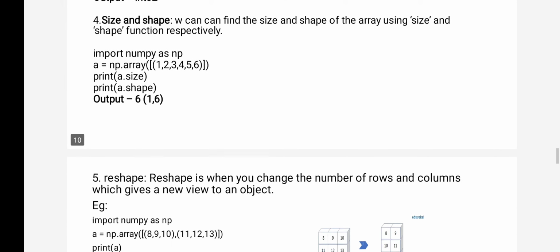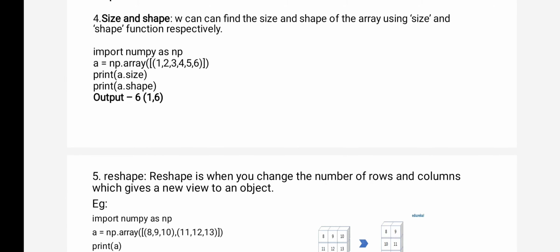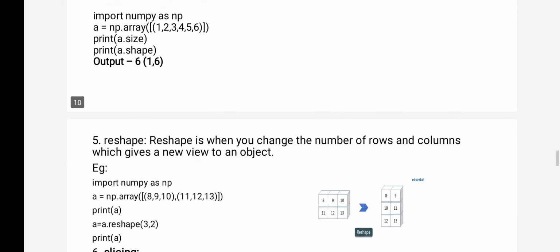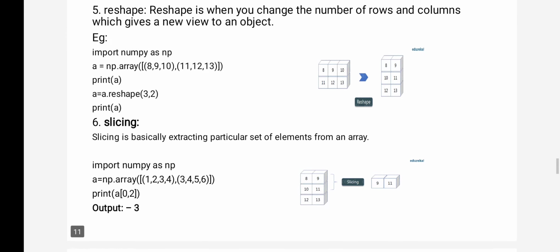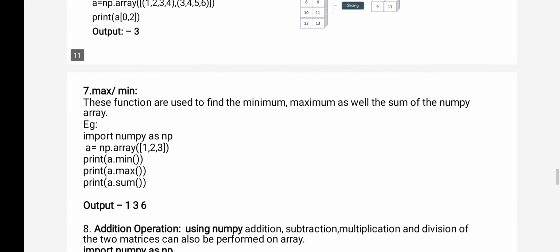Now size and shape. Size is how many elements are there in the array. In this example there are 6 elements, so it displayed size as 6. Shape is one row and 6 columns. Now reshape: whatever array is there, you can change it, converting rows into columns and columns into rows, by using reshape. Here I have already changed it, you can go through that. Next, slicing. Slicing is nothing but cutting an array. From the array you can extract a few elements and form a new array, that is slicing.